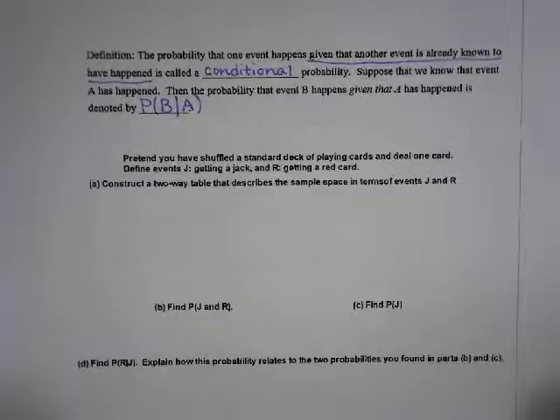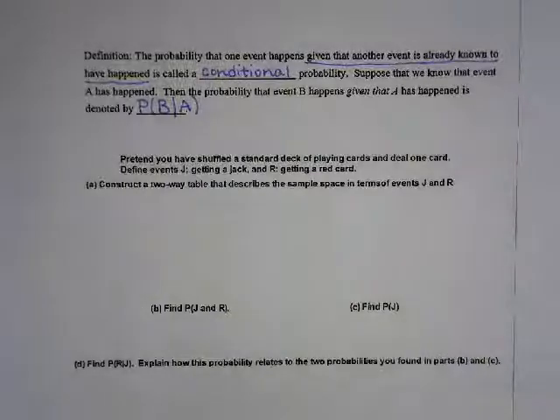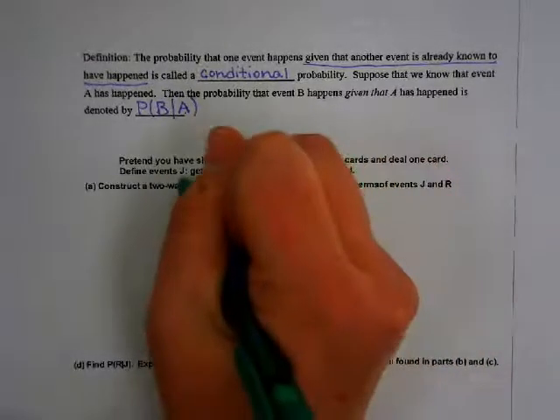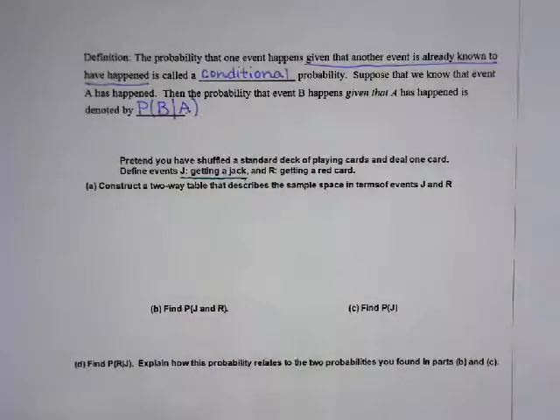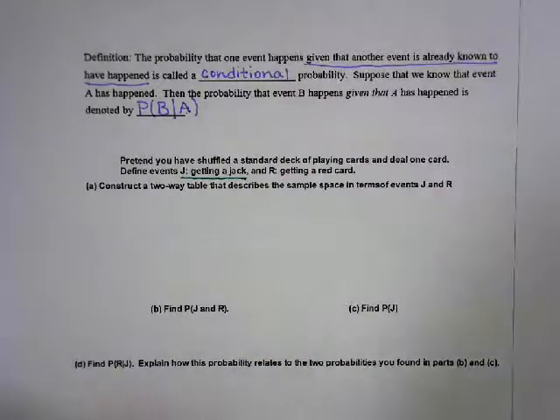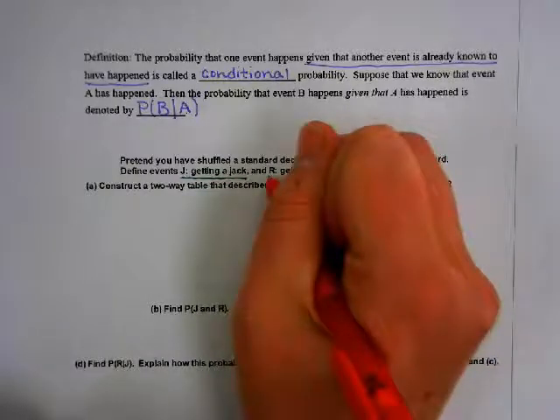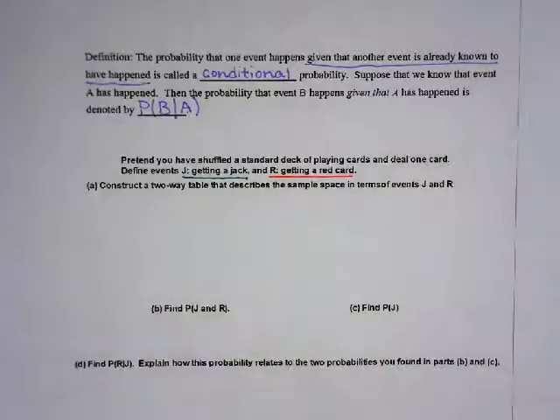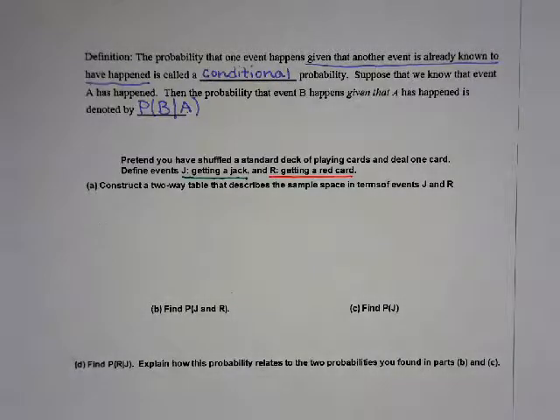So we're going to shuffle our standard deck of playing cards, and we're going to deal 1 card at a time. So we have 2 events. Event J means we get a jack, and event R is a red card. So let's make a 2-way table to give our sample space. We have made this 2-way table before, but it's a good reminder.